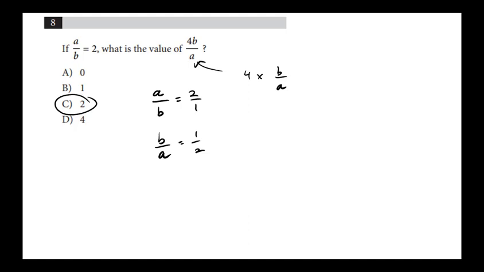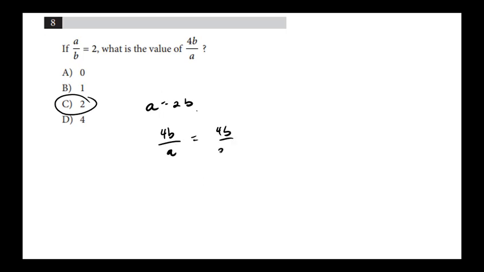The other way we could do it is by rearranging. So if a on b equals 2, you're dividing by b, so to get rid of a division you times both sides by b. So a would equal 2b, and then looking at the right hand side, 4b over a, well I know a is 2b, so that's 4b over 2b, which is 4 times b over 2 times b, and because it's all multiplication on the top and all multiplication on the bottom, you can cancel, and 4 divided by 2 is 2.